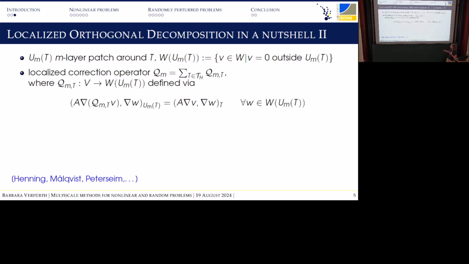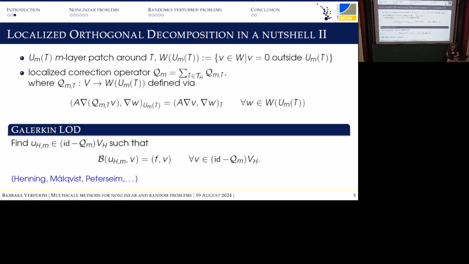Namely, we solve the following multiscale problem on the patch using our coefficient A given by the problem here. Using this, you can make up your Galerkin version of the LOD method, which you can either understand as a Galerkin procedure on the new space, taking finite element functions minus their localized corrections here, and then doing the Galerkin method with respect to this space here. That's how I've written it here.